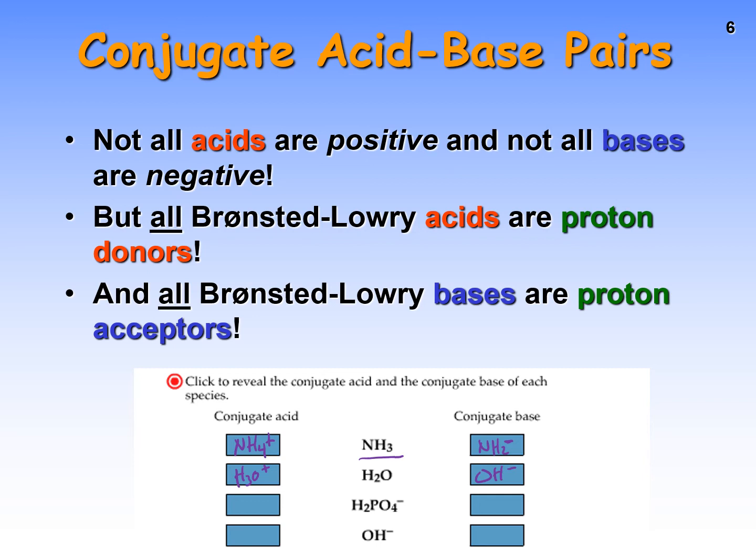H2PO4 minus, its conjugate acid is H3PO4, and its conjugate base is HPO4 2 minus. OH minus, its conjugate acid, again we're gaining a hydrogen, would be H2O. Its conjugate base, losing the hydrogen, would be O 2 minus. Or sorry, just O minus. My bad, not peroxide. O minus. So you can kind of see how this works, hopefully.